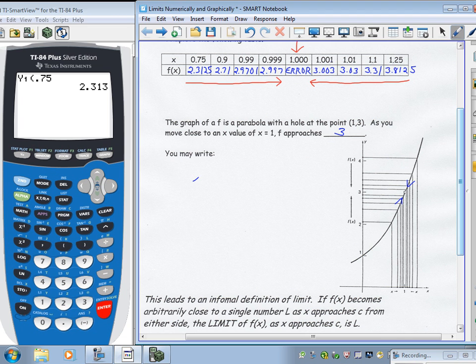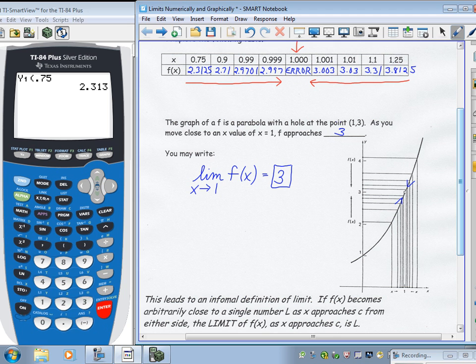Here's the way it's written. LIM for limit. Okay, it's the limit as x approaches, you write a little arrow, x is approaching 1 of f of x equals, in our case, 3. Okay. Let me say it one more time. The limit as x approaches 1, getting closer and closer to 1, of f of x equals 3. The limit's always the y value, which you're getting closer and closer to.